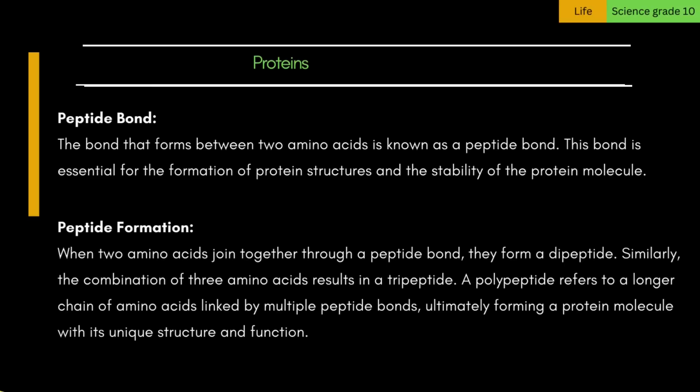Peptide formation. When two amino acids join together through a peptide bond, they form a dipeptide. Similarly, the combination of three amino acids results in a tripeptide. A polypeptide refers to a longer chain of amino acids linked by multiple peptide bonds, ultimately forming a protein molecule with its unique structure and function.